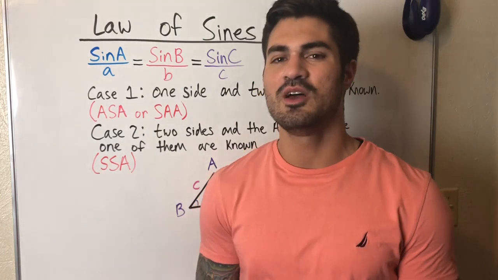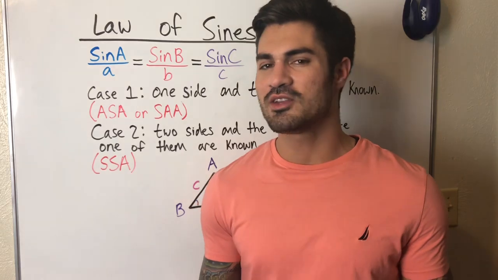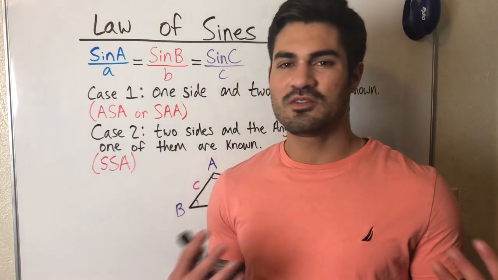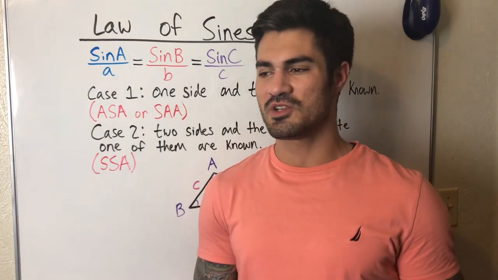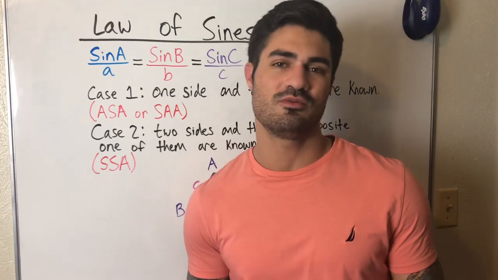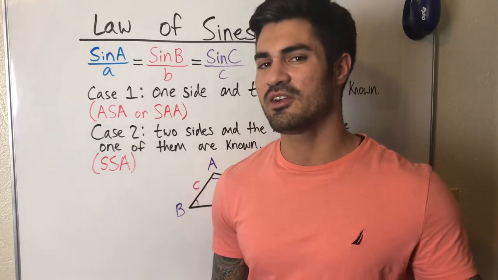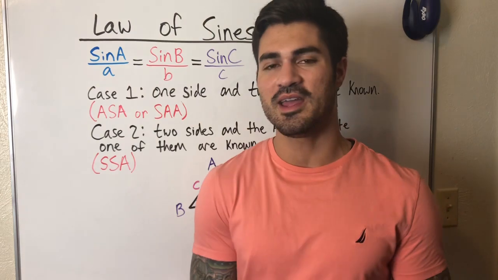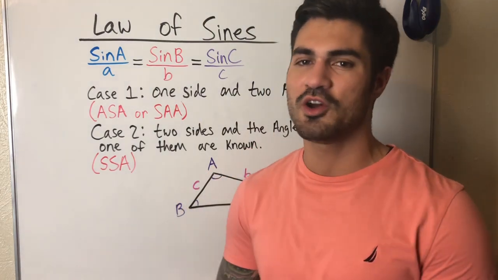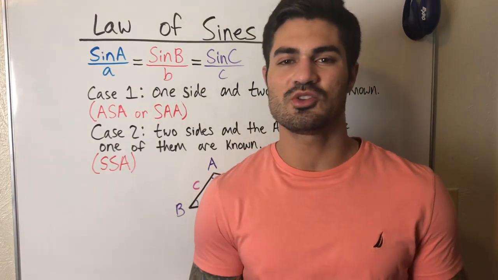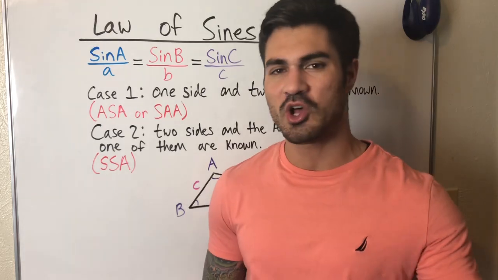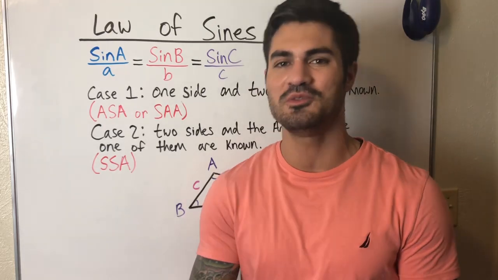But the problem is, what if we're given a non-right triangle? Our trig functions, in terms of SOHCAHTOA, don't work with non-right triangles. Neither does the Pythagorean theorem. So we need another way, and the law of sines is one of those ways we can solve non-right triangles. Another way is the law of cosines. That'll be my next video.